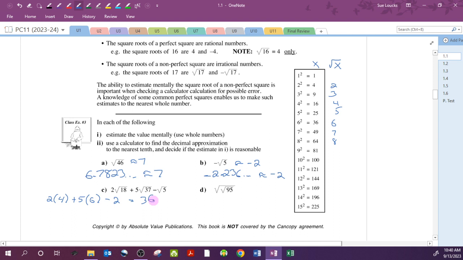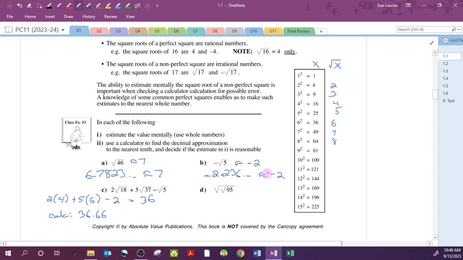And if I do this on my calculator, I get 36.66. So we've lost accuracy. It's not even accurate to 1 decimal place, because we would round this to 37, but I mean, it's ballpark. It depends what you're doing it for.